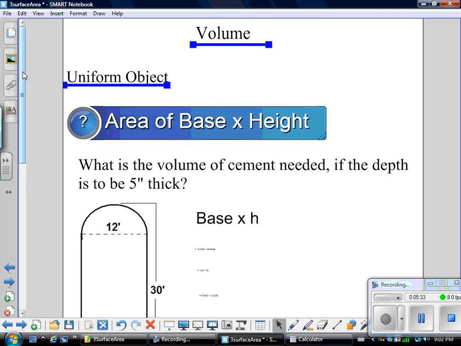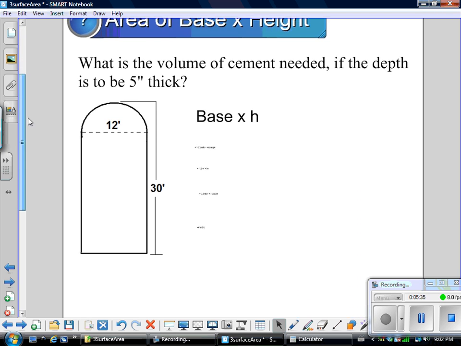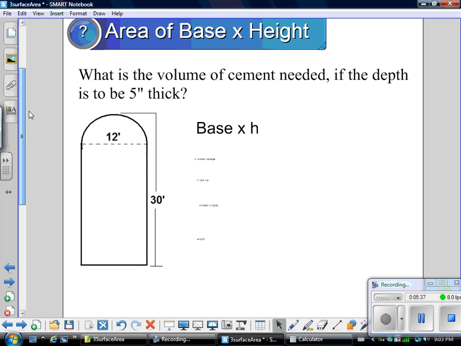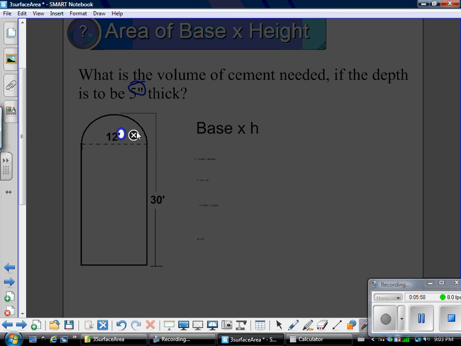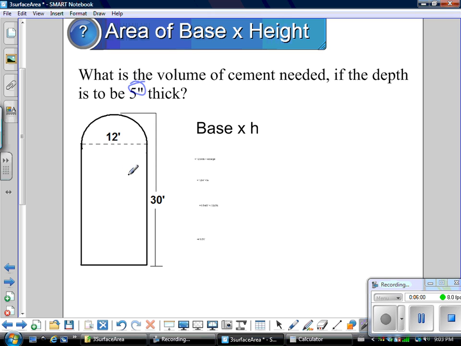So for instance, here is, what is the volume of cement needed if the depth is to be 5 inches thick? Well, a couple things are going on here. It looks like I have half a circle and a rectangle, but they're talking about 5 inches thick. So I have to watch my units. Inches, and 1 tick, remember, stands for feet. So I'm going to have to do a little bit of conversion first. And it's not too bad actually.